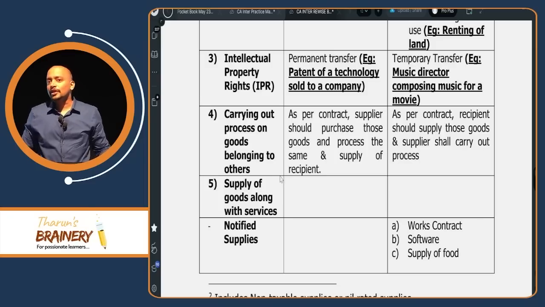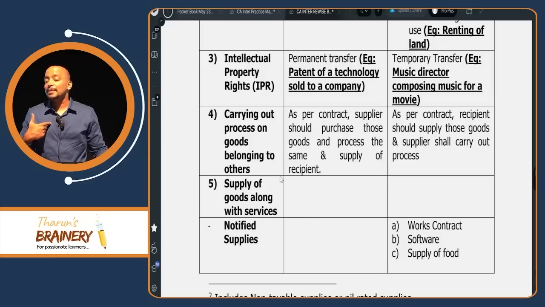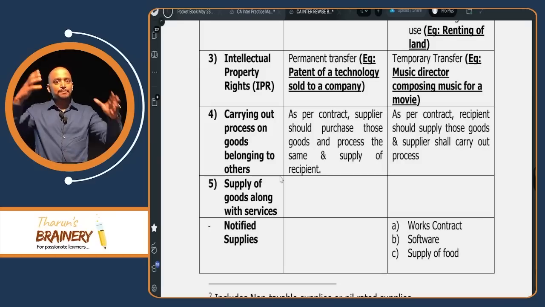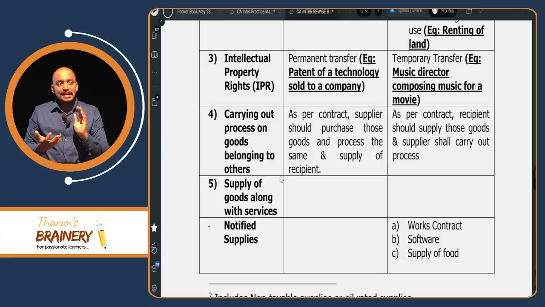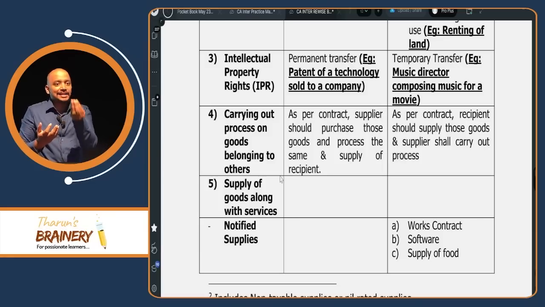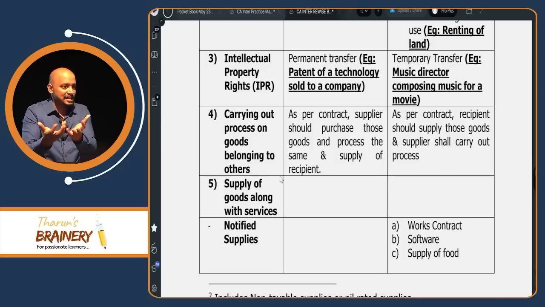Cloth. Who gives that cloth? Recipient. So therefore it will be treated as supply of goods or supply of service for me? Supply of service. Because the major substantial material required for the process is given by the recipient. Supplier just adds some material like what? Thread, then buttons, etc. he will add.